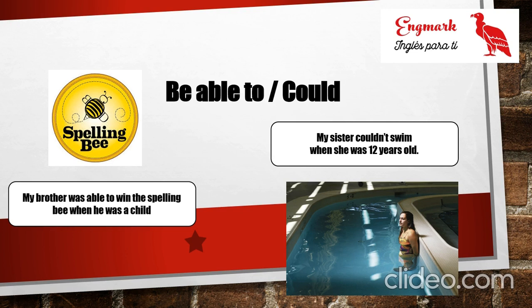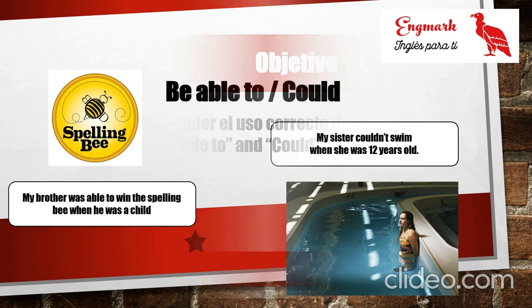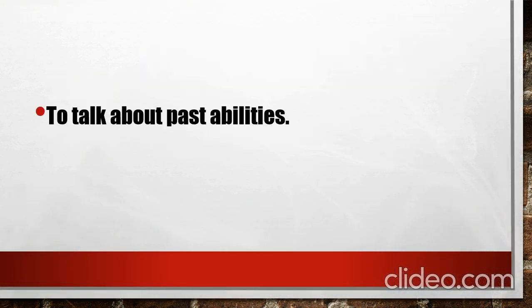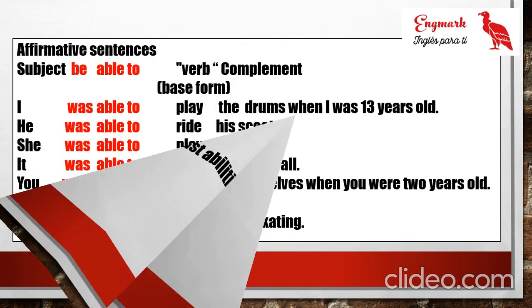My sister couldn't swim when she was 12 years old. Mi hermana no pudo nadar cuando ella tuvo 12 años de edad. El objetivo, aprender el uso correcto de be able to and could. To talk about past abilities. Este es el uso, el por qué vamos a aprender este tema. Es para hablar acerca de habilidades que pudimos realizar en el pasado.